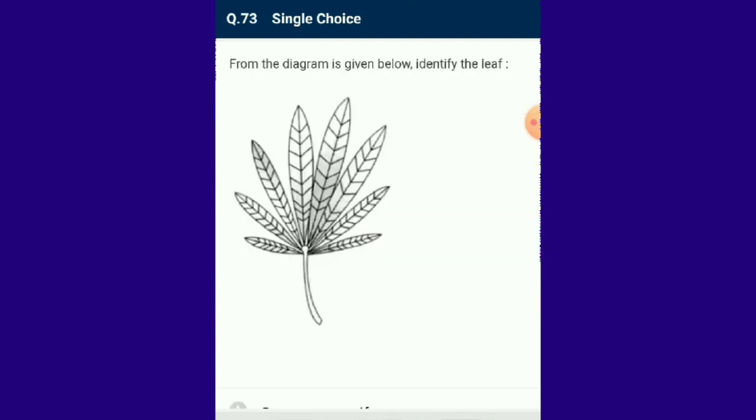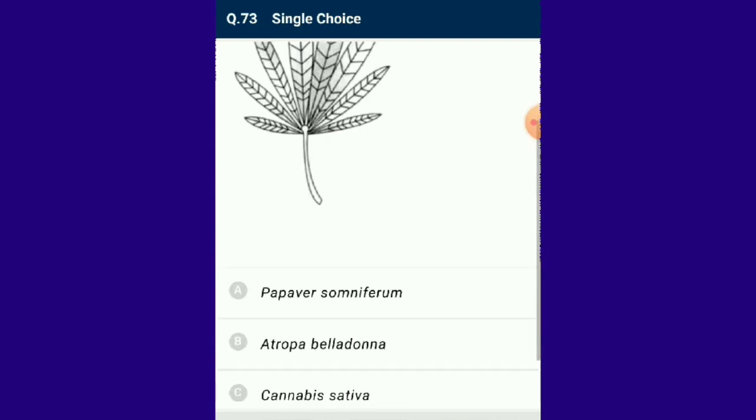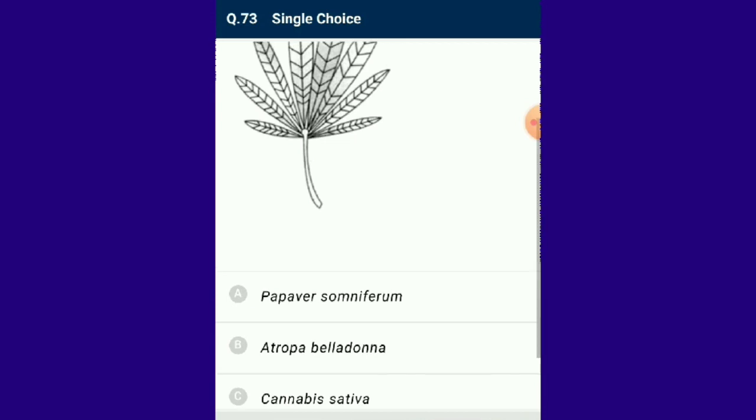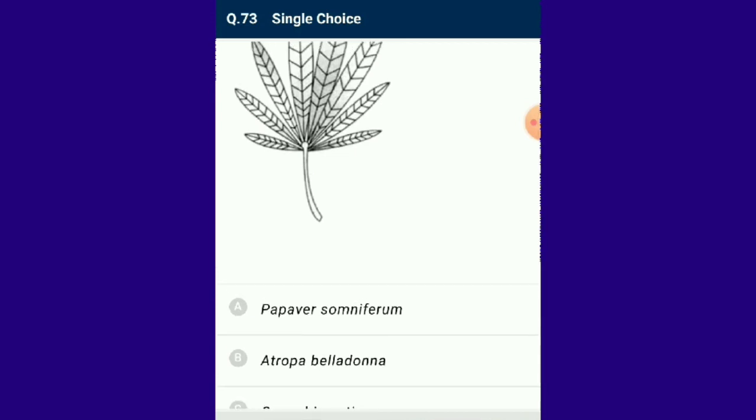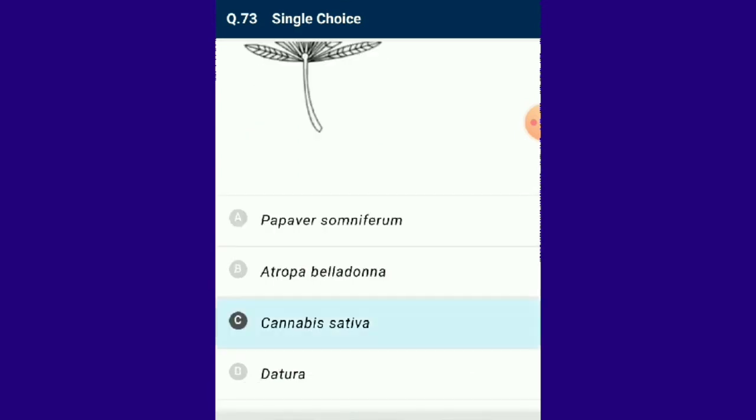Question number 73. From the diagram given below, identify the leaf. The given diagrammatic representation is Cannabis sativa. Its leaves are compound with multiple leaflets, as opposed to simple, where a single leaf grows from the stem. So the answer is option C, Cannabis sativa.